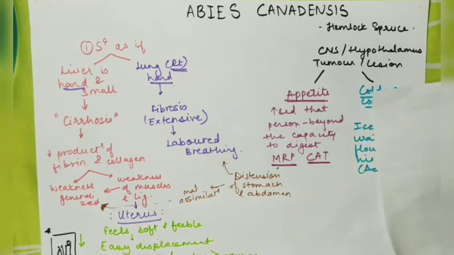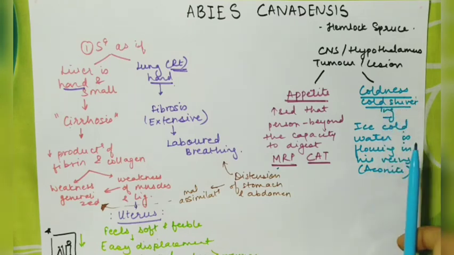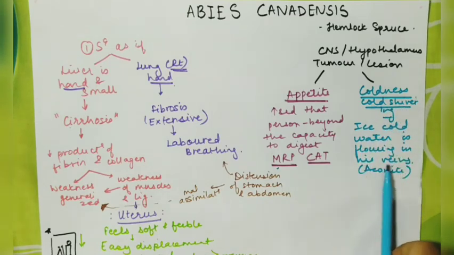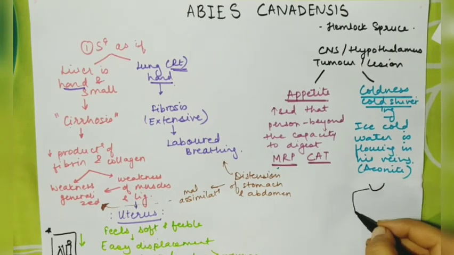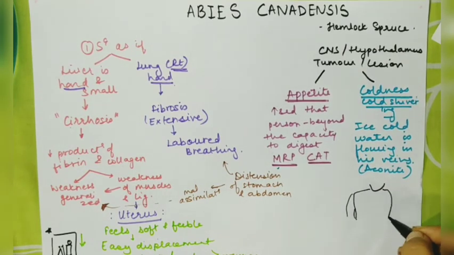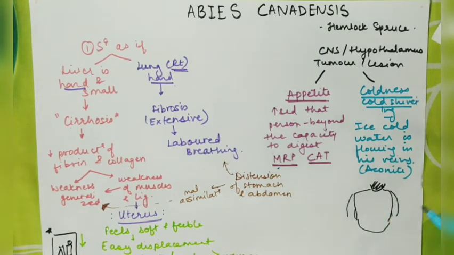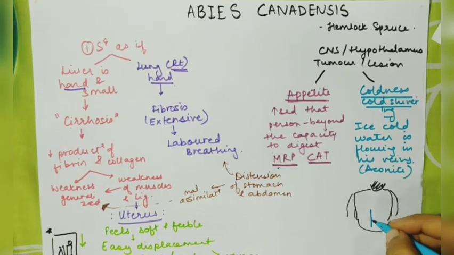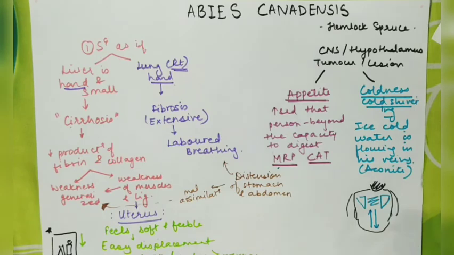Like I said, there is one more symptom of coldness and chilliness. The coldness and chilliness is such that the person feels as if ice cold water is flowing in his veins. This symptom is also present in Aconite. At the same time, there are peculiar chilly symptoms at the back. Assume this is the back. The patient feels as if cold air is blowing up and down the back. There is coldness in between the scapulae. The person feels as if some moist cloth is placed on the back.